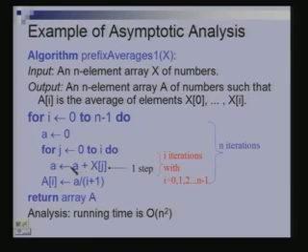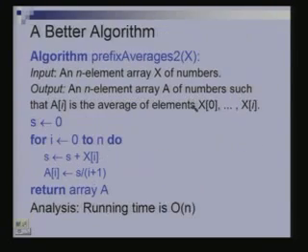That's the problem that is happening here. Every time, first we are computing x0 plus x1, then x0 plus x1 plus x2, then x0 plus x1 plus x2 plus x3. We're repeating computations over and over again. Why should we do that?